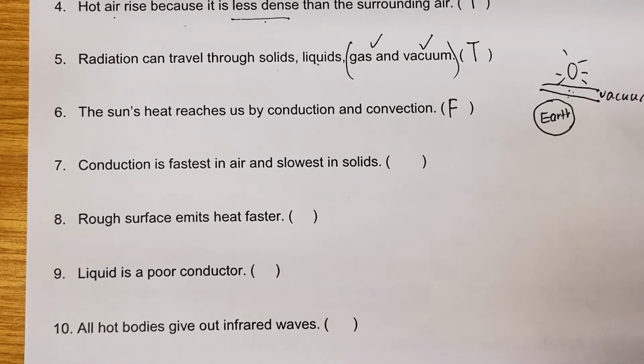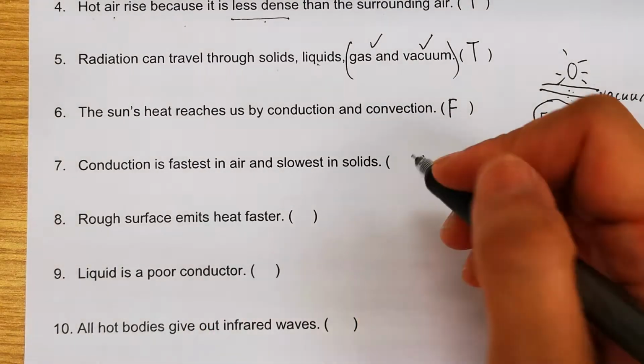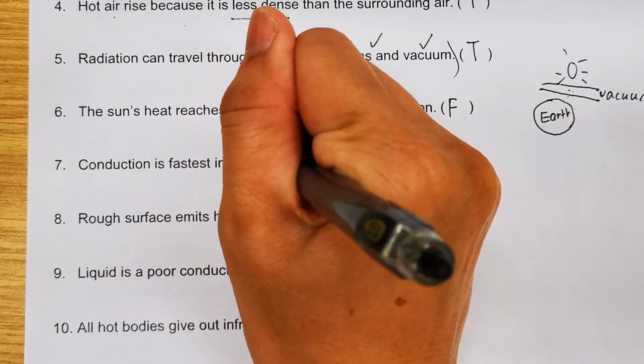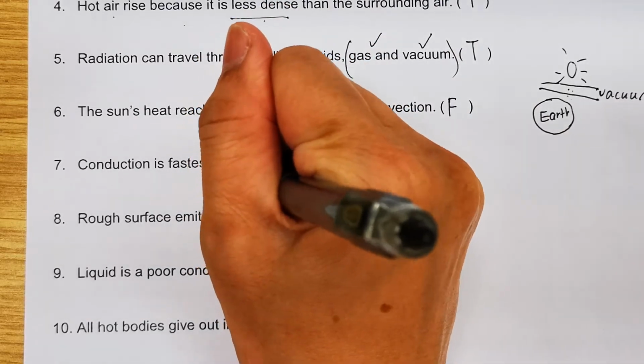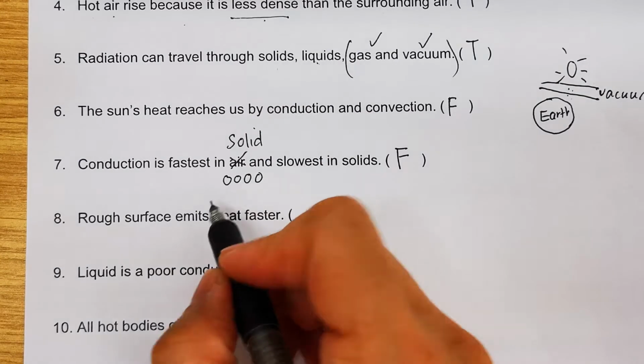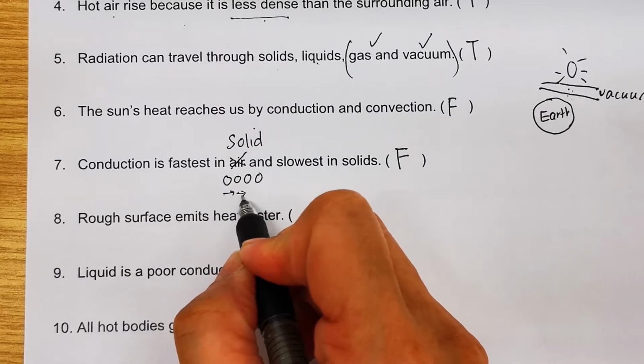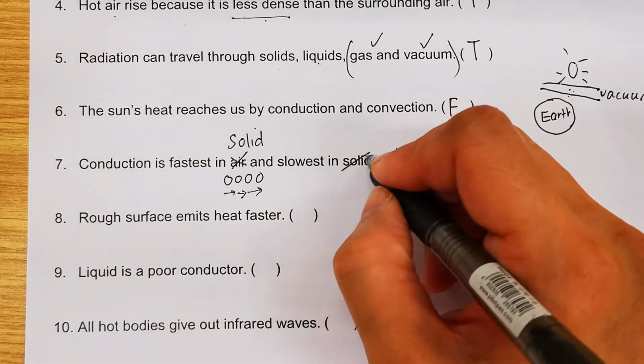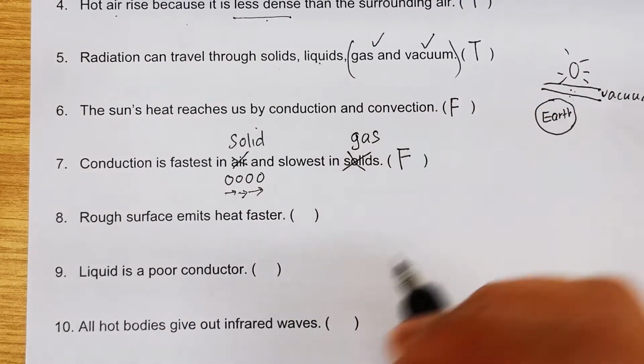Question 7, conduction is fastest in air. No, false. Conduction is fastest in solid, because solid particles are very closely packed, so it's easy for them to collide and transfer energy. For gases that are so far apart, it is difficult. The slowest is in gas.